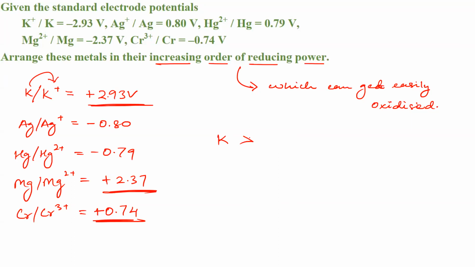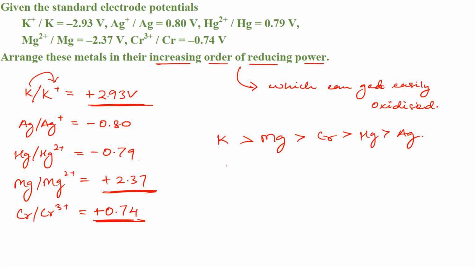Magnesium, Mg, right? Followed by chromium, Cr. Followed by then silver, then mercury. No, sir. First it will be mercury, no? First is Hg, then Ag. Mercury, then silver. Yes. Right? Yes, sir. Okay.